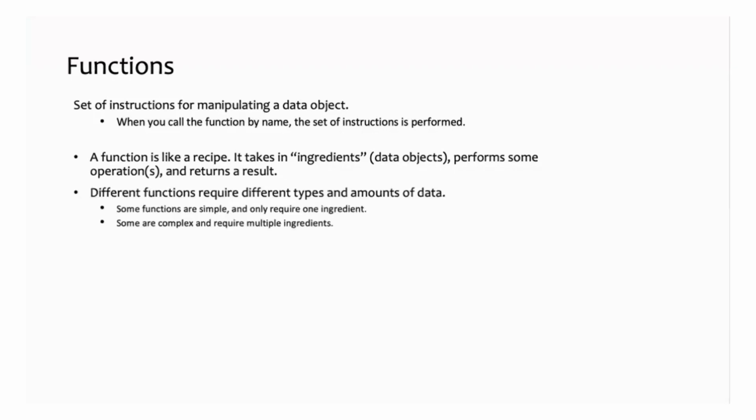And different functions require different types and amounts of data. So some functions are very simple. Maybe they only take one ingredient. They are just performing one operation on a single data object, whereas some are more complex. They take in multiple data objects because the operation performed includes multiple data objects, and maybe there's different settings that you can turn on or off to get different outcomes. So there's definitely a range of complexity of functions.